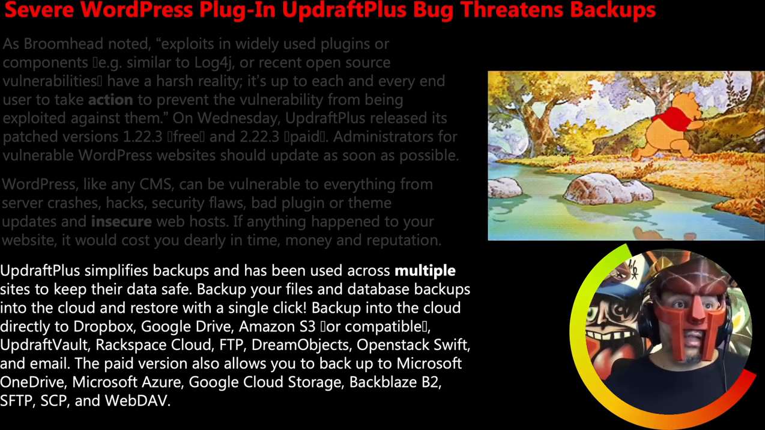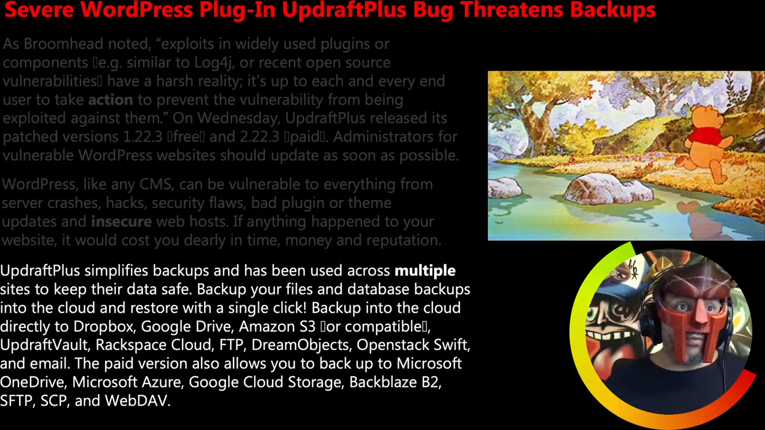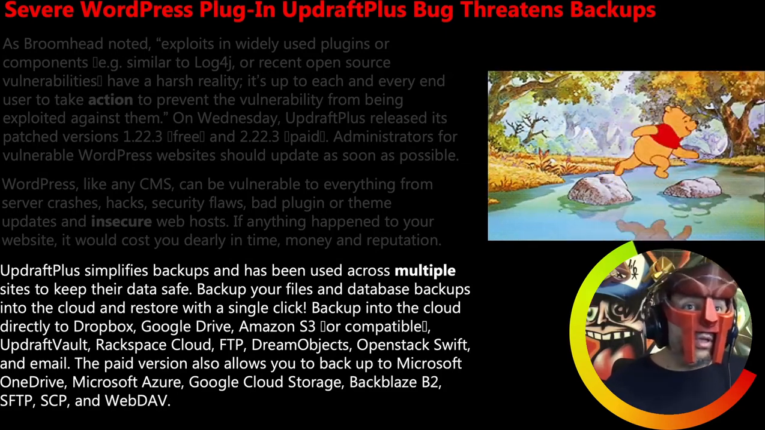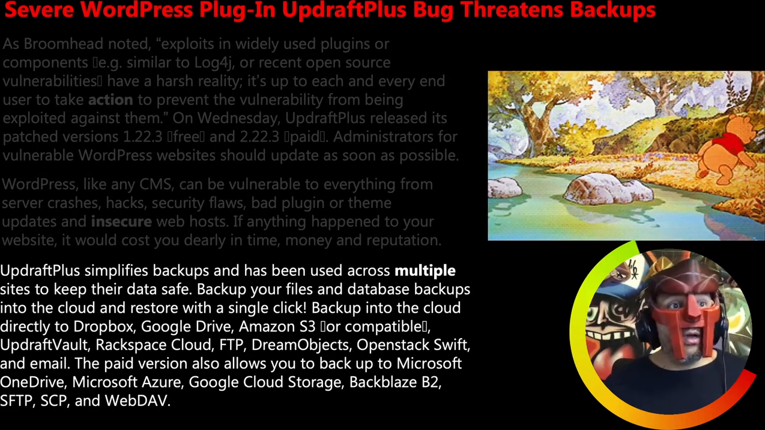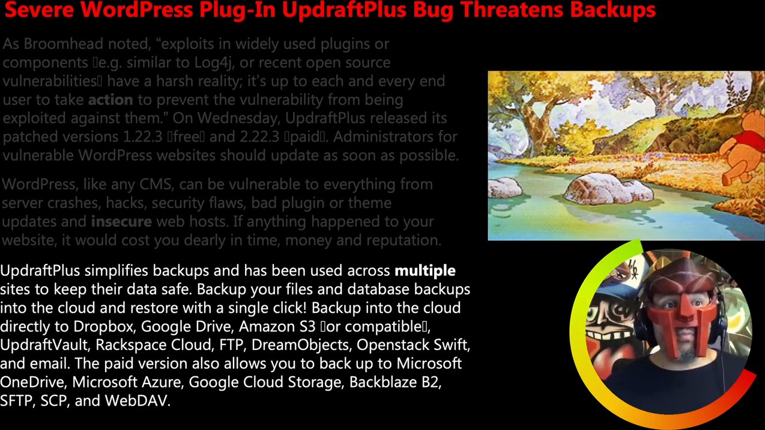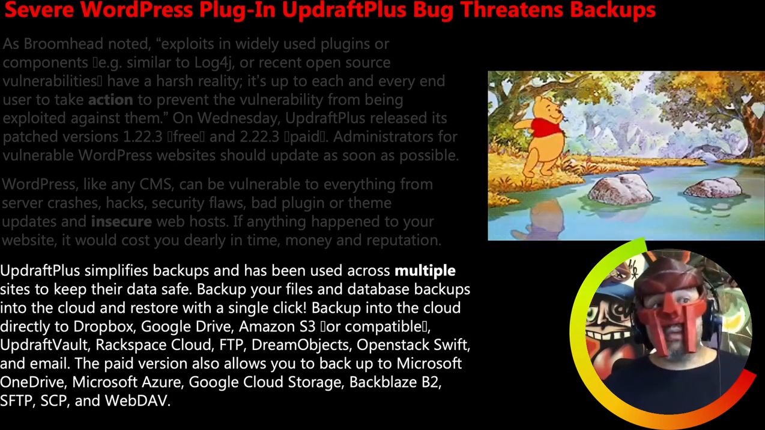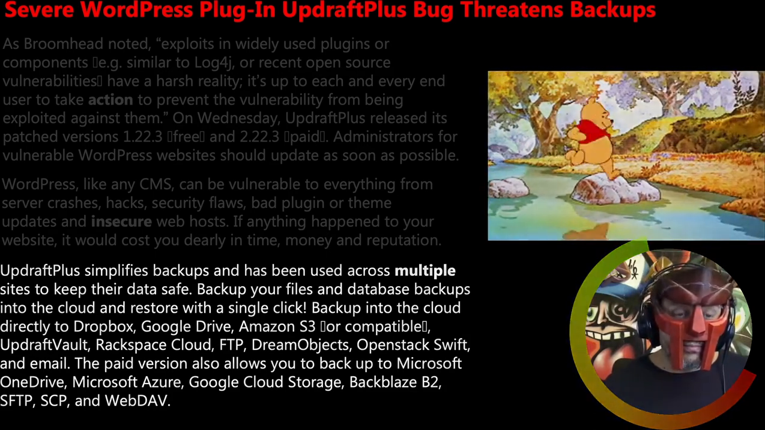Back up into the cloud directly to Dropbox, Google Drive, Amazon S3, or compatible Updraft Vault, Rackspace Cloud, FTP, DreamObjects, OpenStack Swift, and email. The paid version also allows you to back up to Microsoft OneDrive, Microsoft Azure, Google Cloud Storage, Backblaze B2, SFTP, SCP, and WebDAV.